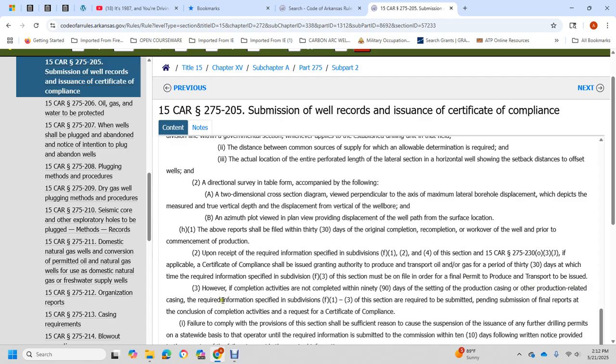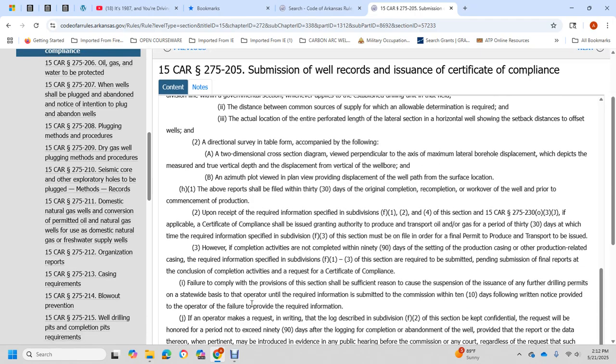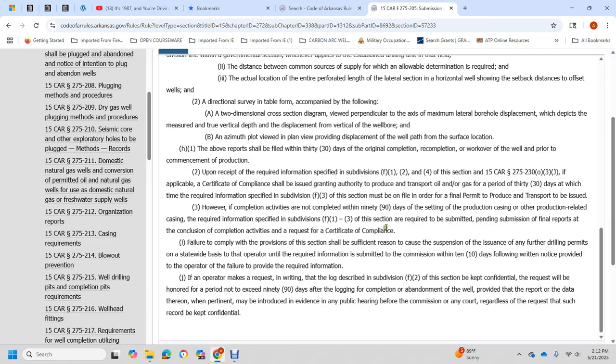casing. The required information specified in F13 of the section is submitted pending the submission of the final report's conclusion of completion of the activities with the request of a certificate of compliance. Failure to comply with the provisions of the section is sufficient reason to cause the suspension of further drilling permits on a statewide basis to the operator until the required information is submitted to the commission within 10 days after the written notice is provided to the operator of the failure to provide the required information.